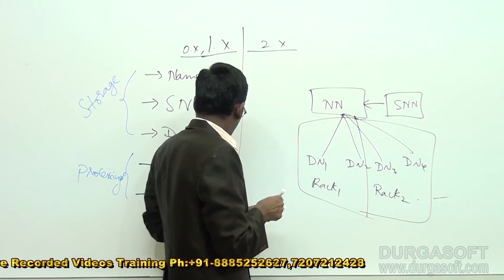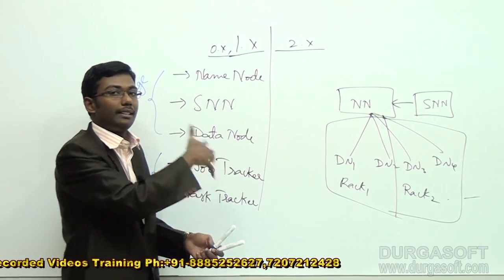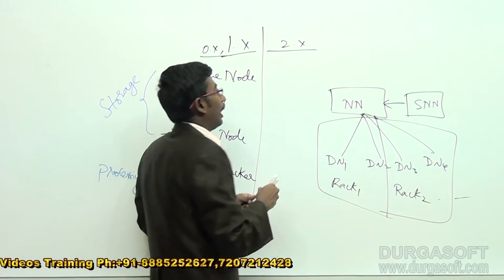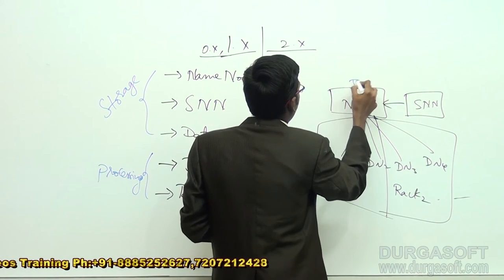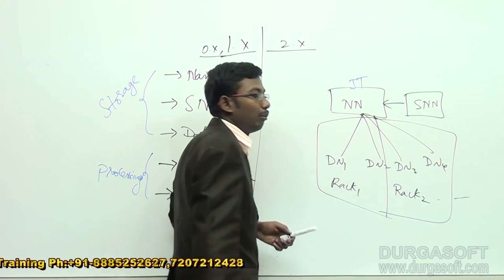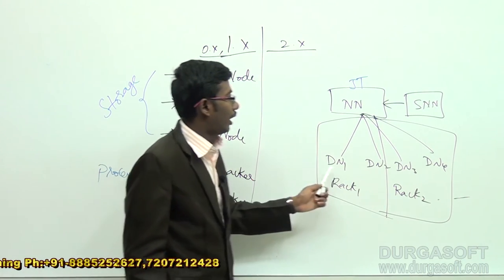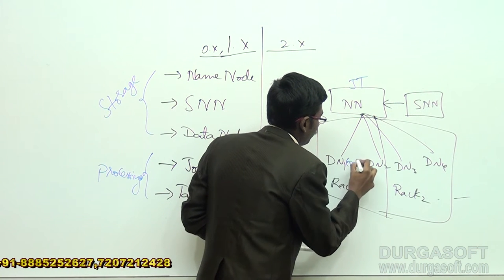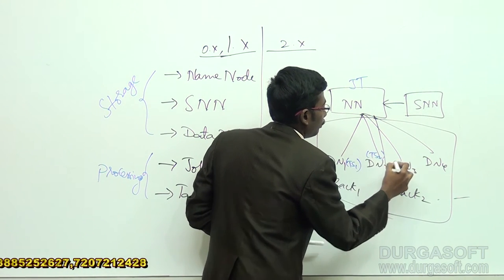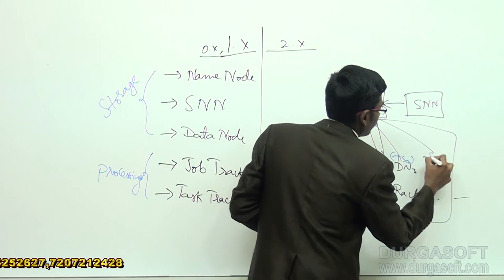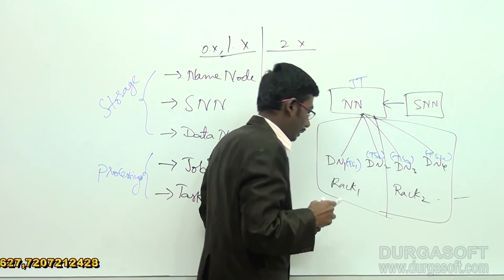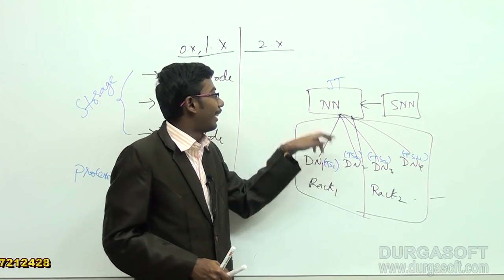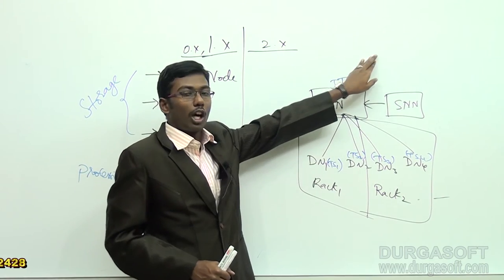And on top of this we have processing components, where these processing components will reside in the cluster. The job tracker will always reside in the name node, and the task tracker will always reside in the data nodes. Fine. Each data node holds one task tracker, and the name node maintains the job tracker.